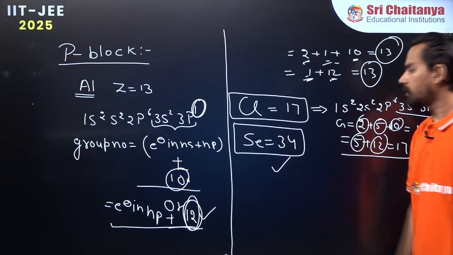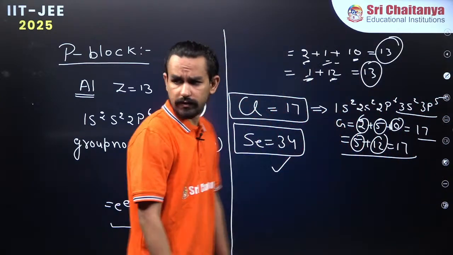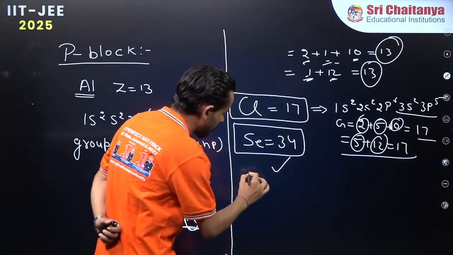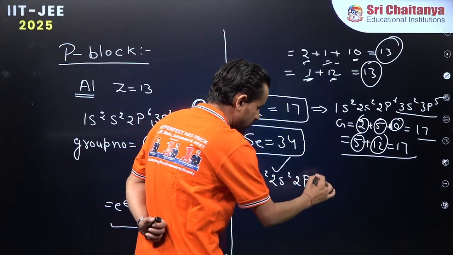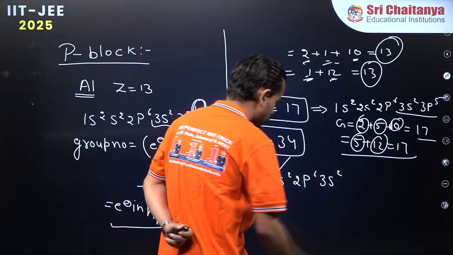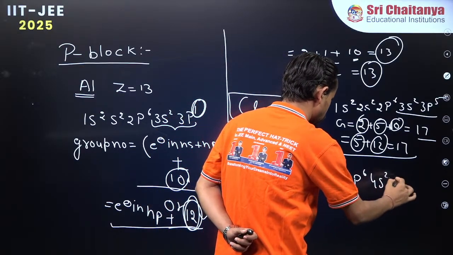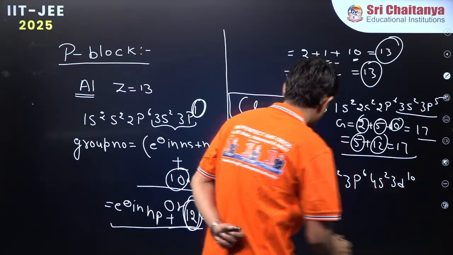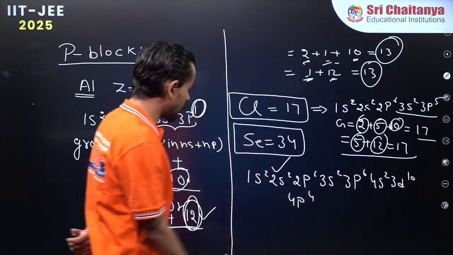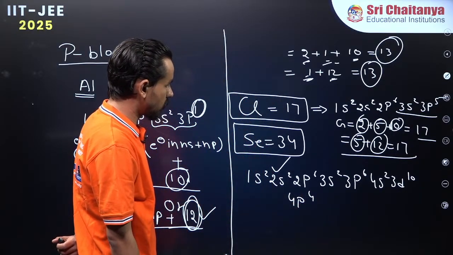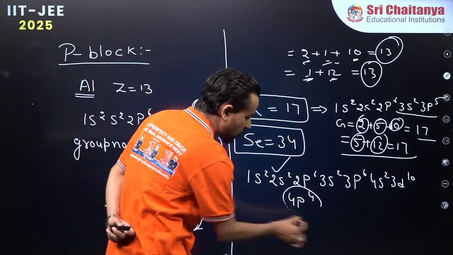Now you can go for selenium 34. It will be 1s2, 2s2, 2p6, 3s2, 3p6, 4s2, 3d10, and then 4p4. Counting: 2 to 4, 6, 10, 12, 18, 20, 30, 34. So it is a p block element.